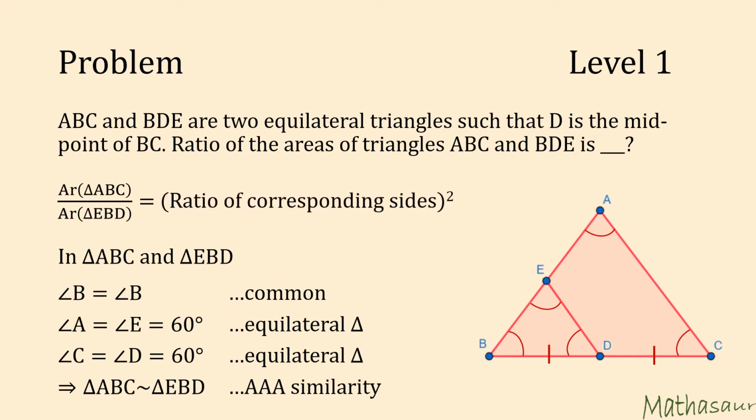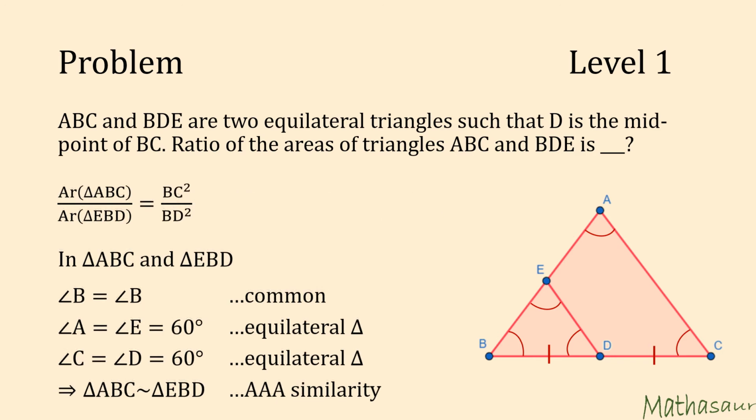Hence, the ratio of areas of these two triangles would be equal to the square of ratio of corresponding sides. So let us take BC square by BD square. Why are we taking these two sides? Because we are given that D is the midpoint of BC. So we could write BD as half of BC or BC as twice of BD. So we get 2 times BD whole square divided by BD square.